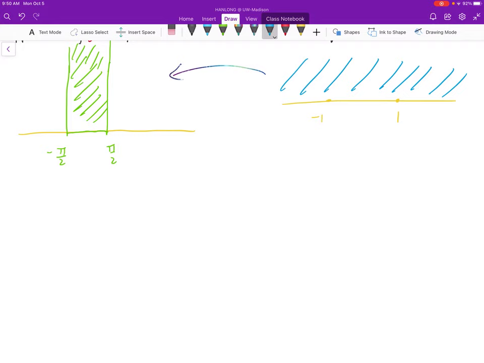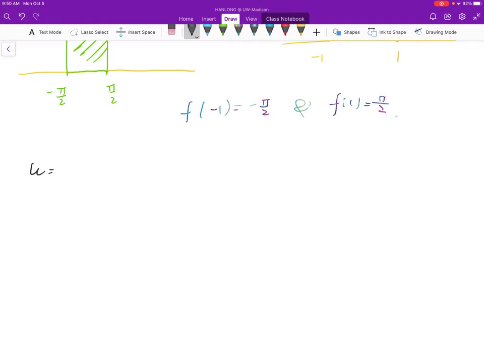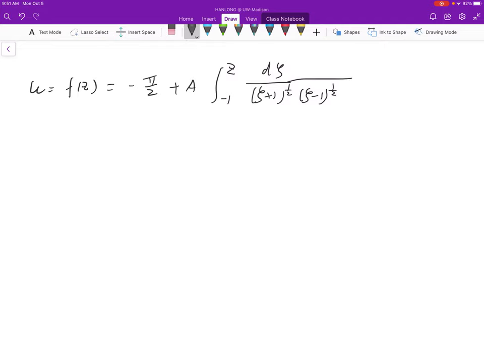Okay, then of course we expect f of negative 1 to be negative pi over 2 and f of 1 to be pi over 2. Therefore, if you write down the Schwarz-Christoffel transformation, we have d zeta over (zeta plus 1) to the 1/2 times (zeta minus 1) to the 1/2. Okay, now let's solve it. We test at point 1. Then we have the following equation: plus a times the integral from negative 1 to 1 of d zeta over (zeta plus 1)^(1/2) (zeta minus 1)^(1/2).